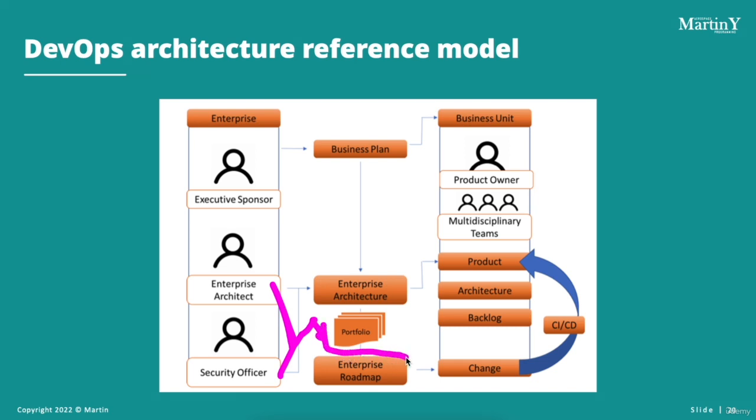From there, we can actually trigger the DevOps cycle where we create a product, architecture and backlog, and we're running everything continuously on a pipeline in order to implement every new change and have continuous development and integration.